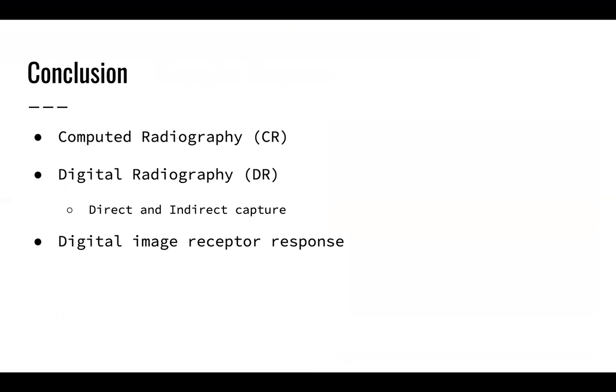So in conclusion, computed radiography captures and stores images on an imaging plate. Digital radiography contains two forms of image acquisition known as direct and indirect capture. Indirect capture is when the X-ray energy is converted to light by a scintillator, and direct capture is hardwired to the image processing system, which means it doesn't need a scintillator.